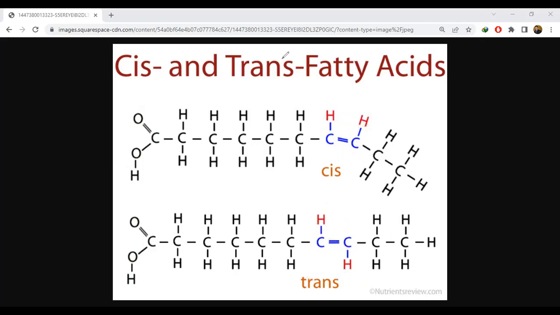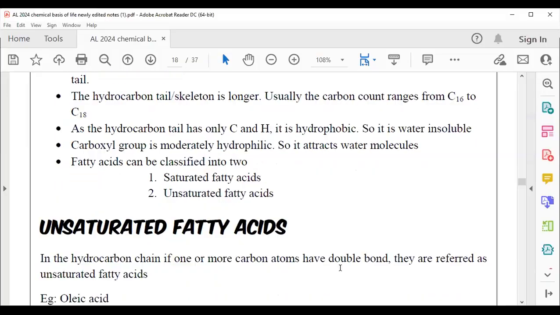Are you clear? Yes. Diagrammatically, they will not ask you anything. You don't need to take these diagrams down.